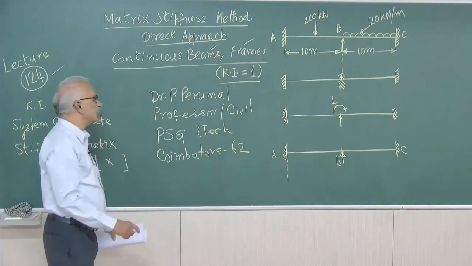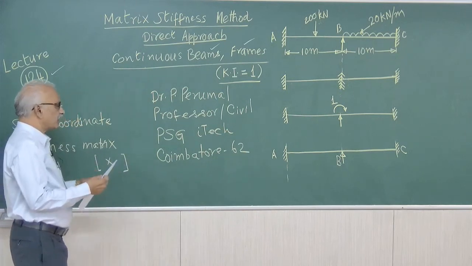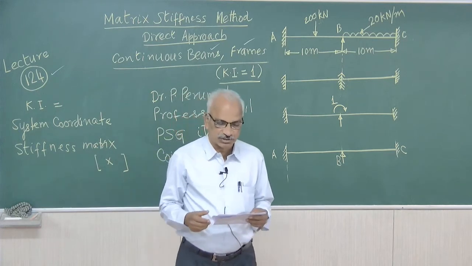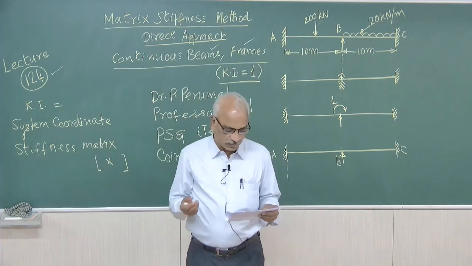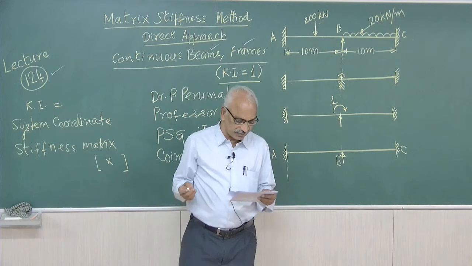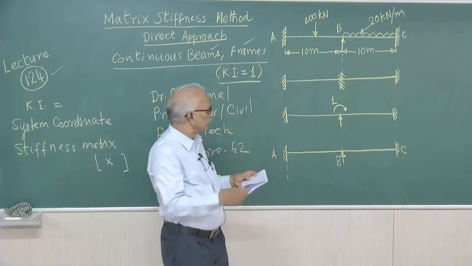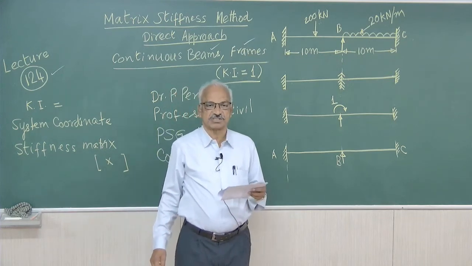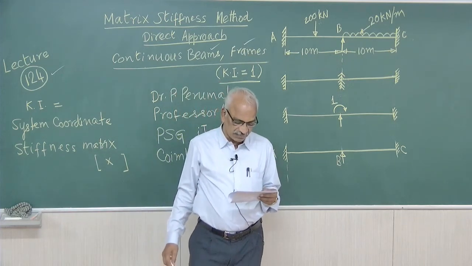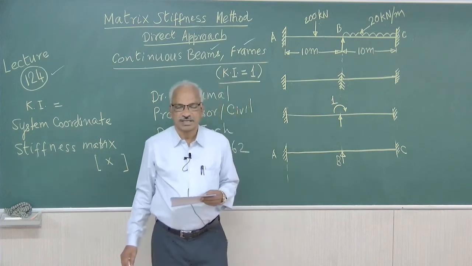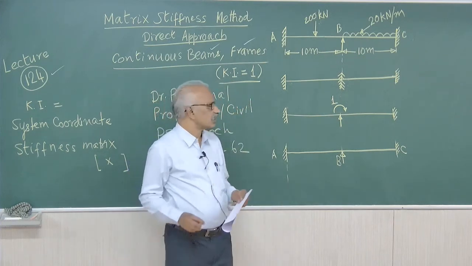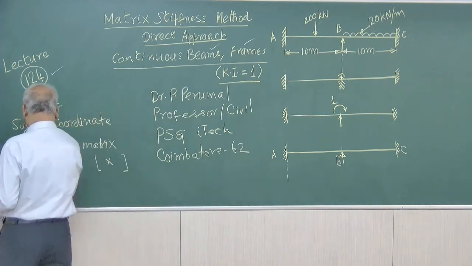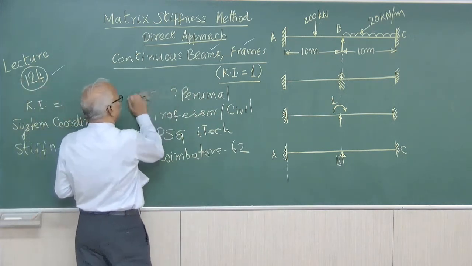We will directly go into the problem. Analyze the continuous beam as shown in the figure by the direct stiffness method. Sketch the bending moment diagram, and EI is constant. Nothing is mentioned about the variation of the moment of inertia, that means EI equal to constant. That is the problem.